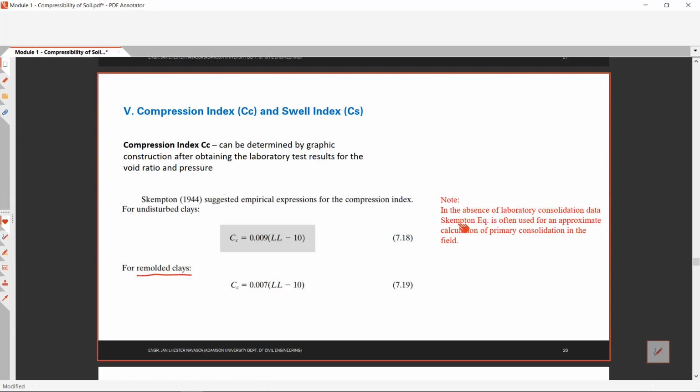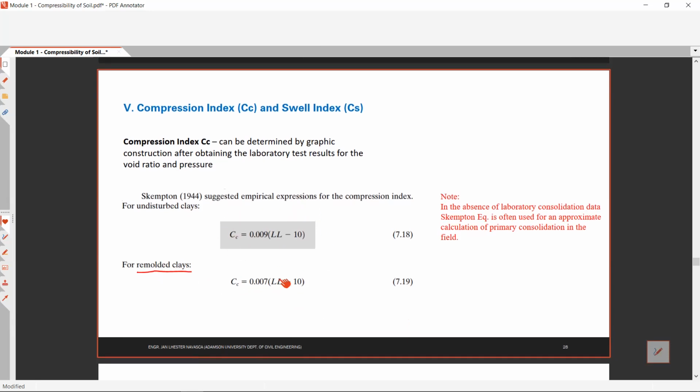So take note that in the absence of laboratory consolidation data, Skempton equation is often used for an approximate calculation of primary consolidation in the field. So in our example problem, kapag hindi given, hindi sinabi na remolded clay, the default assumption is undisturbed yung clay. Take note of that. Pero pag the case naman na backfill, kunwari na-cut yung isang clay layer, then ibinalik, that is a remolded clay. Okay, so this one is yung default C sub C natin.